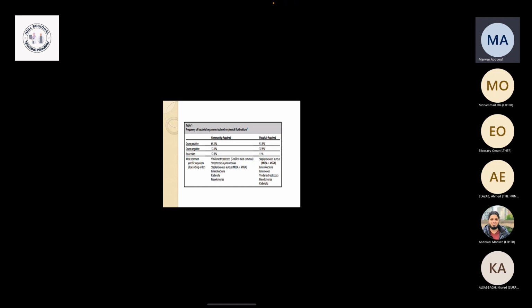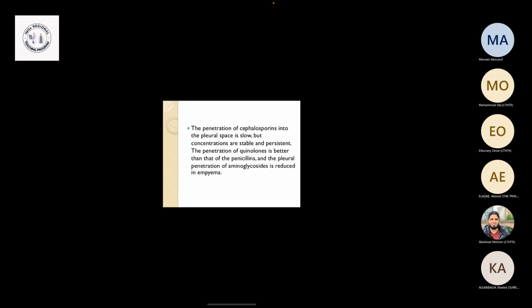Some antibiotics are not good at penetrating the pleura, taking into consideration, for example, that the pH of pleural fluid is acid, and the penetration capacity of the antibiotic may be decreased in the presence of thickened pleura, particularly in empyema. From the groups of antibiotics that are not much used in infected pleural fluid are the cephalosporins because of low penetration to the pleura. Yes, the penetration of cephalosporin into the pleural space is low, but concentrations are stable and persistent. The penetration of quinolones is better than that of the penicillins, and the pleural penetration of aminoglycosides is reduced in empyema.